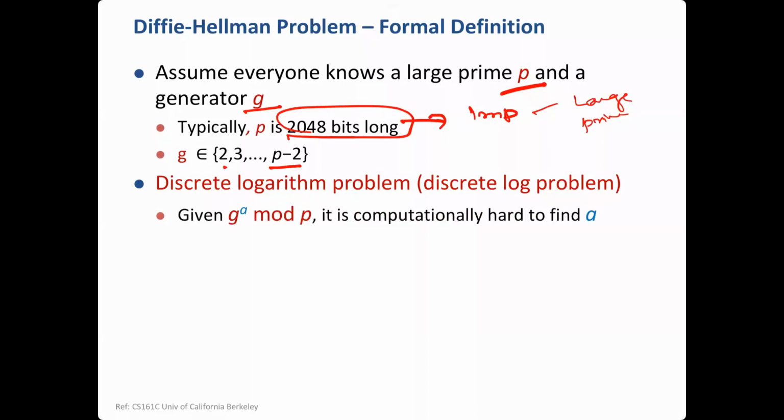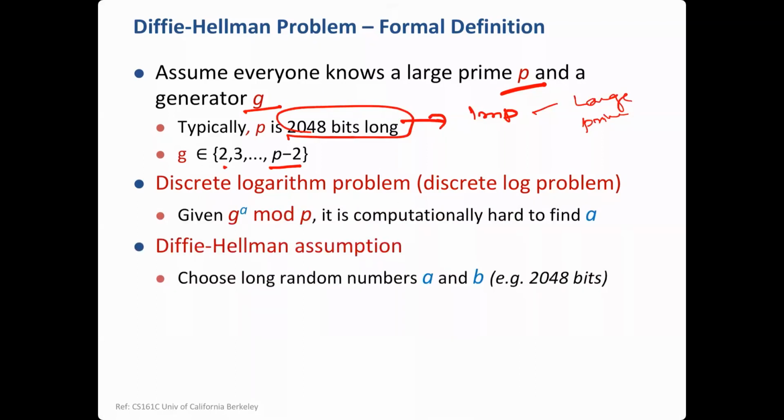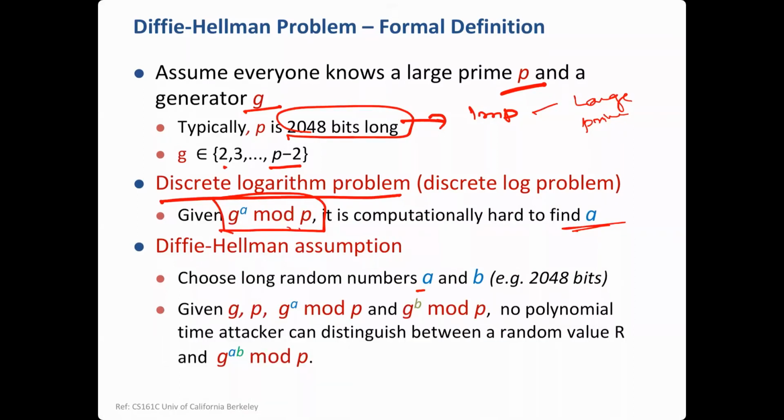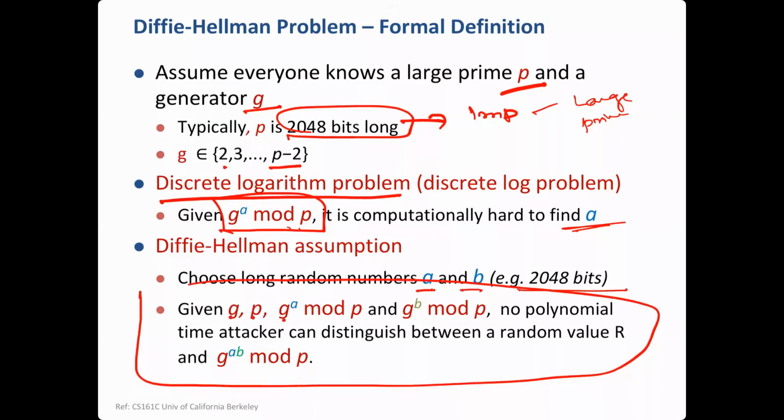Okay. So this discrete log problem is that, given this public key G raised to the power A mod P, which belongs to Alice, nobody can find out A. But for that, A and B also have to be very large. We can define this problem as follows: given G, P, G^A mod P and G^B mod P, no polynomial time attacker can distinguish between a random value R and G^AB mod P. Okay, so we'll skip this.